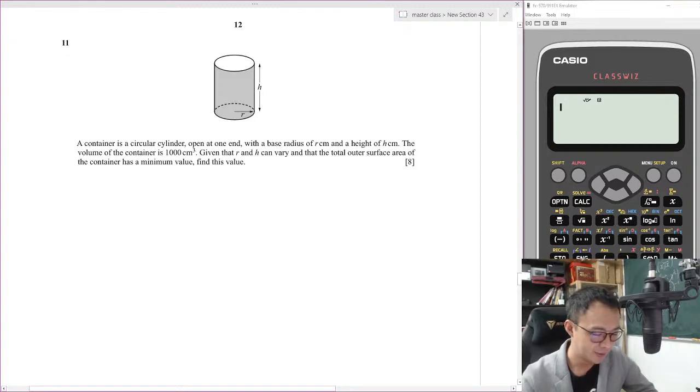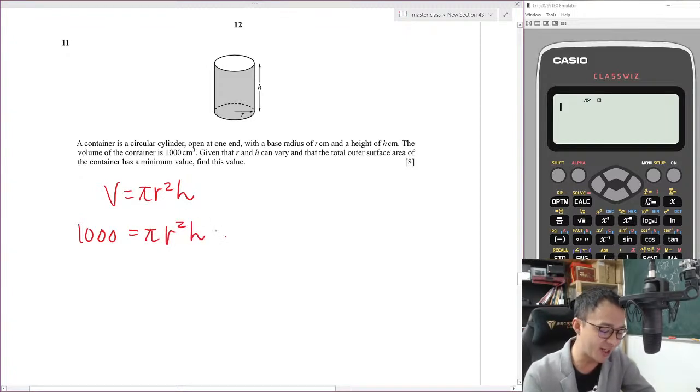Alright, so a container of a circular cylinder and then open at one end. So yeah, the top is open, so the top doesn't have any surface area. The volume is 1000. r and h can be varied. The total outer surface area of the container has a minimum value. Find this value. So basically they ask about the minimum value. Volume of a cylinder is pi r squared h. So the volume is 1000, so I will get pi r squared h equals 1000. Depending on whether you want to make h or r the subject, maybe I just make h the subject.